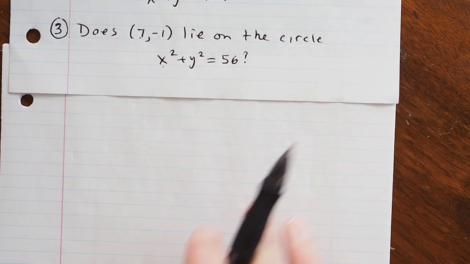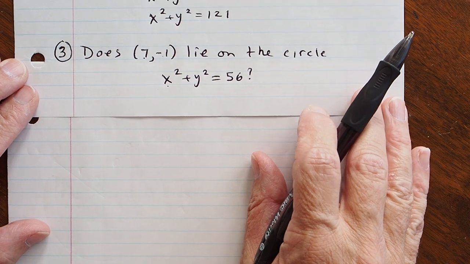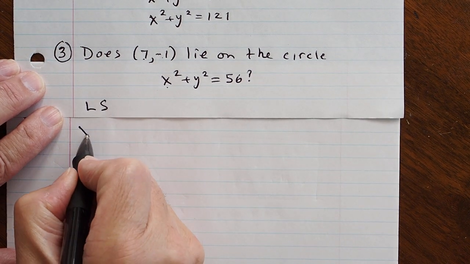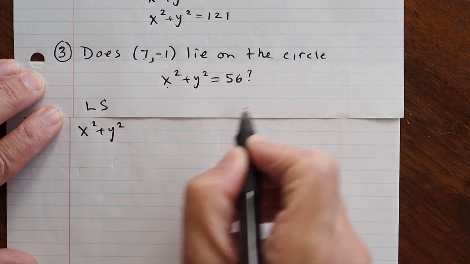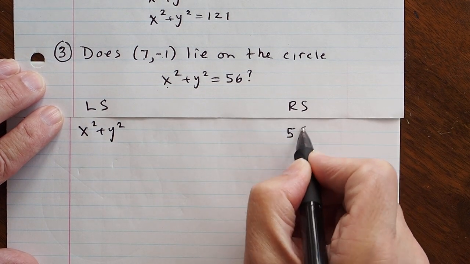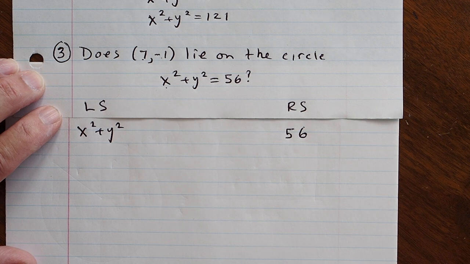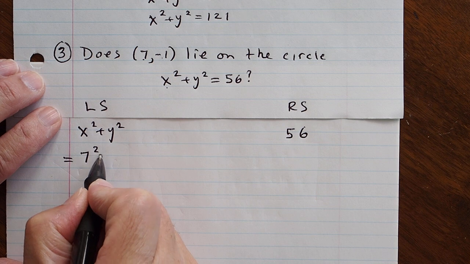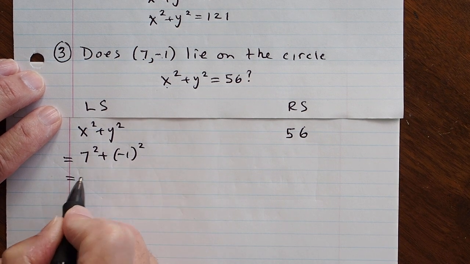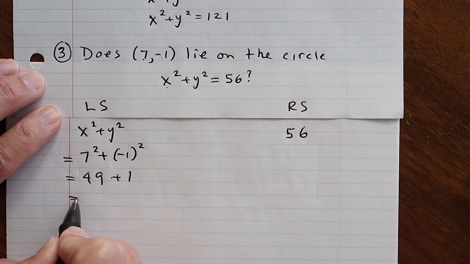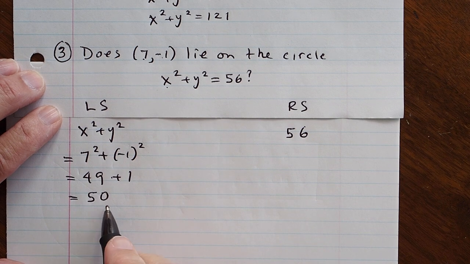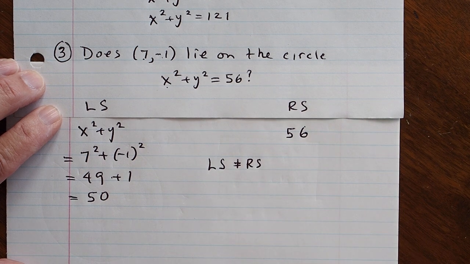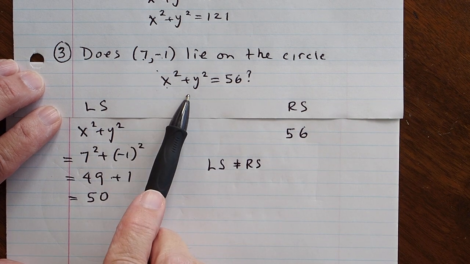So we're going to have this then when we do that. We have the left side, which is x squared plus y squared. And over here we have the right side, which is 56. When doing checks like this, you have to keep the sides separate. So this would be equal to 7 squared plus -1 squared, which is 49 plus 1, which is 50. The left side is not equal to the right side, and therefore this point cannot possibly lie on this circle.